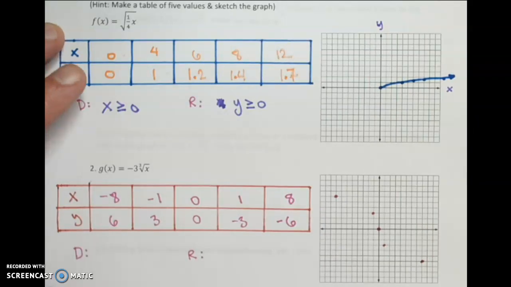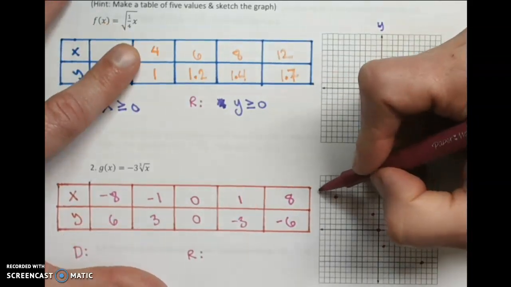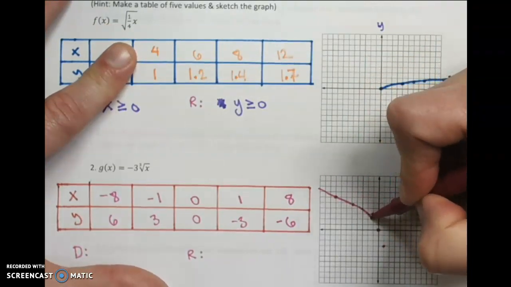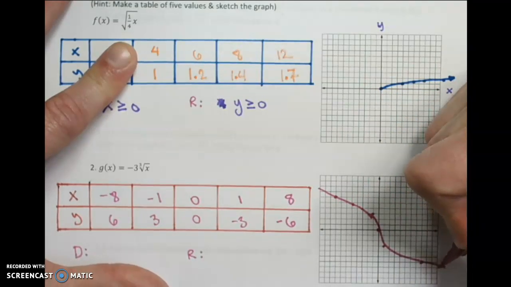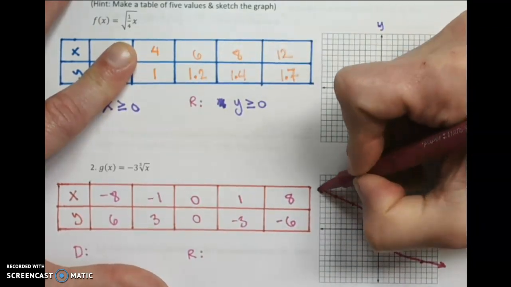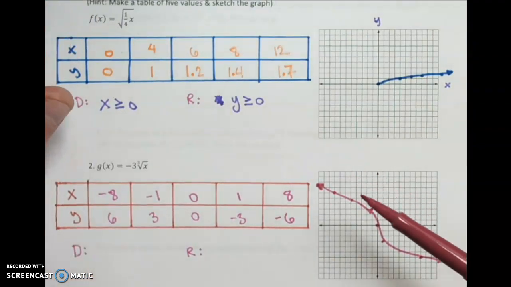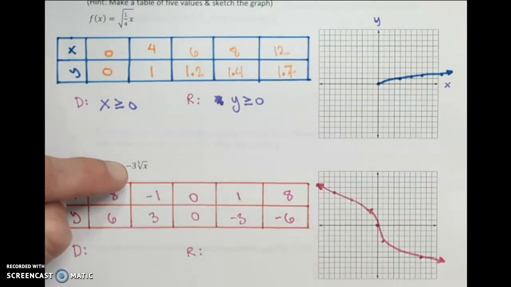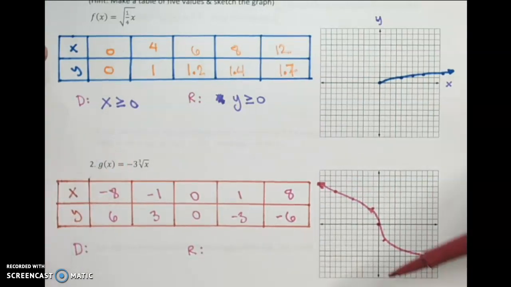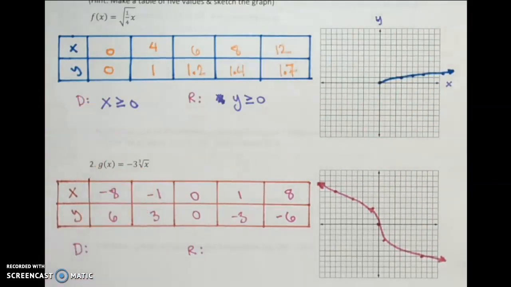Alright, there's my points. I'm going to go ahead and connect these with a nice curved line. And there we go, we kind of get this S looking like shape. Now this one looks a little different than our parent function. It's actually going downwards, and it's going downwards because of that negative sign out in front. It's the negative cube root, so that's going to flip that over the x-axis.